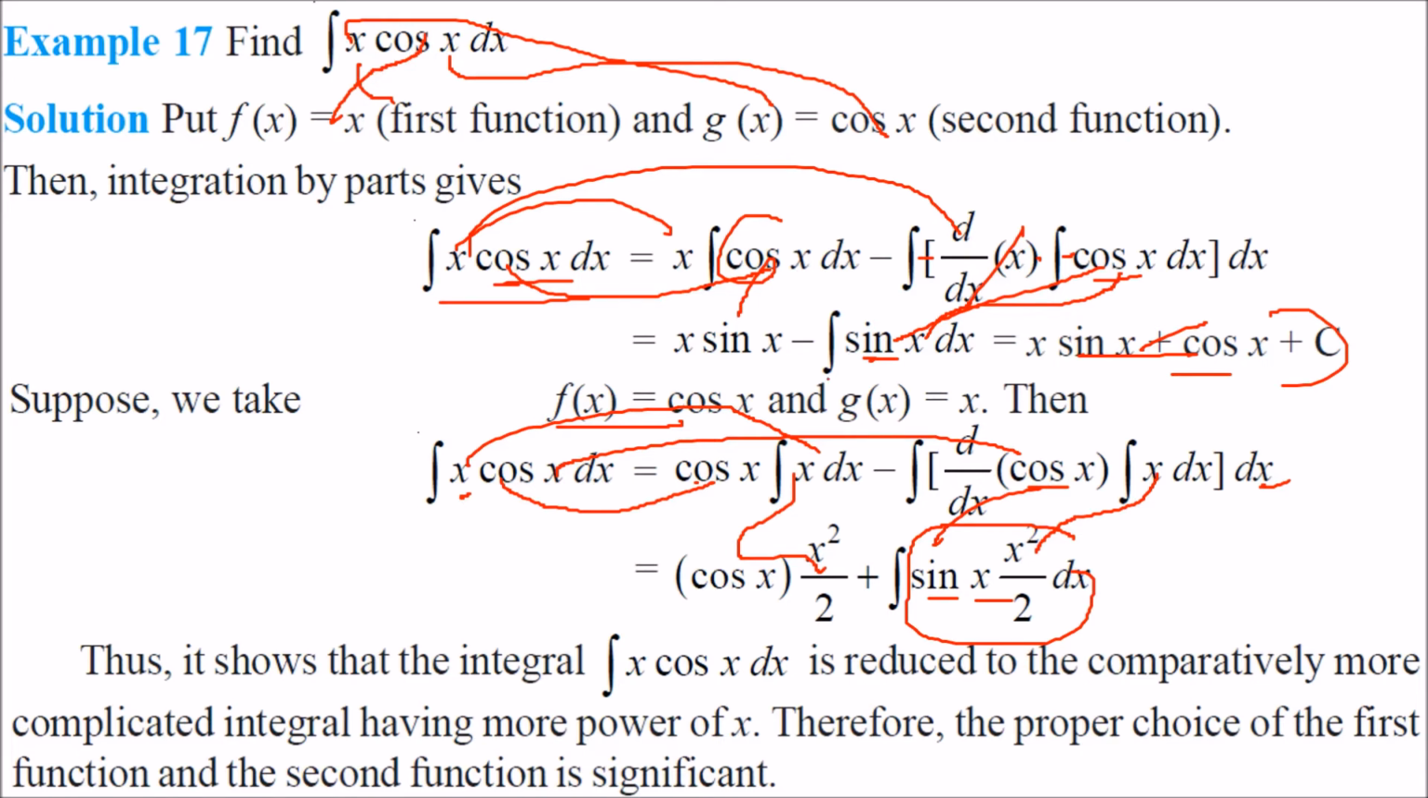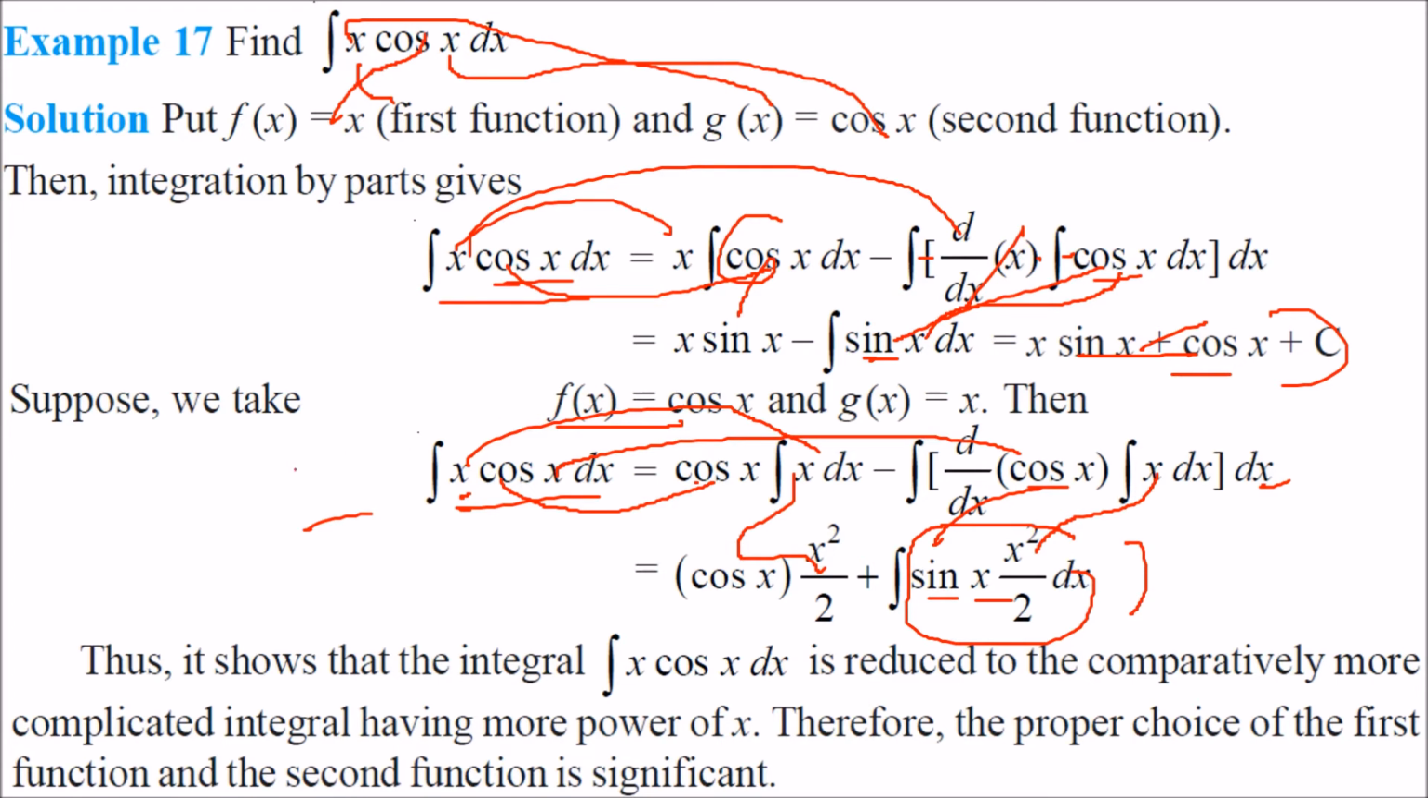So I explained this because there has to be a proper choice of which function you take first and which function you go for as the second. You cannot just do this, otherwise you will land up with another integration that you would have to solve again.